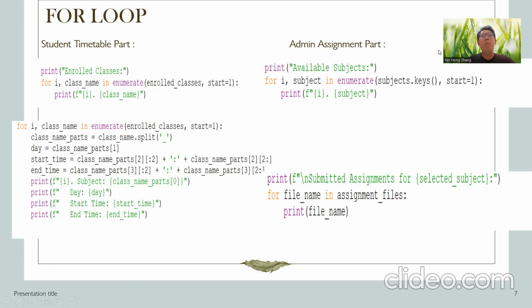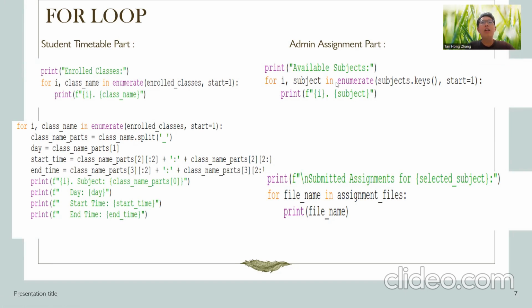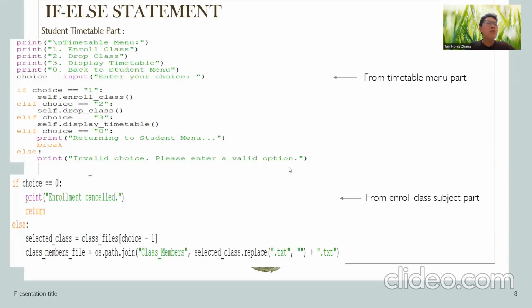Same with the admin assignment part, where they are finding the available subjects. It's actually the same: the code is using enumerate to print out the numbered list of the available subjects, starting from 1 instead of 0. So let's move to the if-else statement.